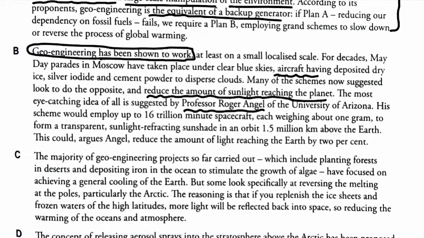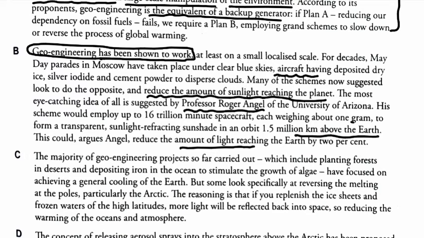Next, his scheme would employ up to 16 trillion minute space aircraft, each weighing about 1 gram, to form a transparent sunlight refracting sunshade in an orbit 1.5 million kilometers above the earth. This could, argues Angel, reduce the amount of light reaching the earth by 2%.